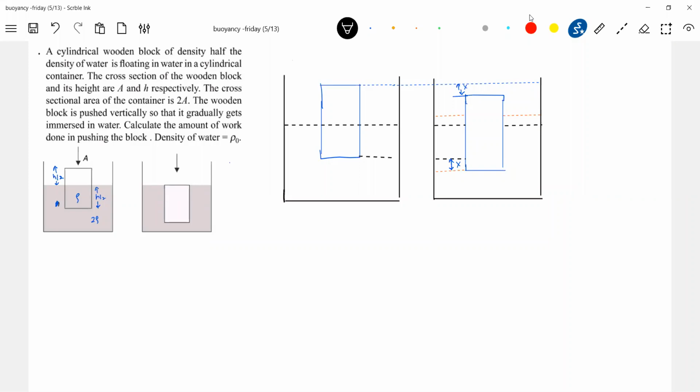Look, the cross section of the container is twice that of the cylinder. So how much is the increase in volume of the cylinder? AX. We will write below here. This is A, this is 2A, no? So how much volume is immersed? AX of volume is immersed. Then this additional volume immersed should come here. Then what is the area of cross section? The area of cross section of the container is 2A, no?